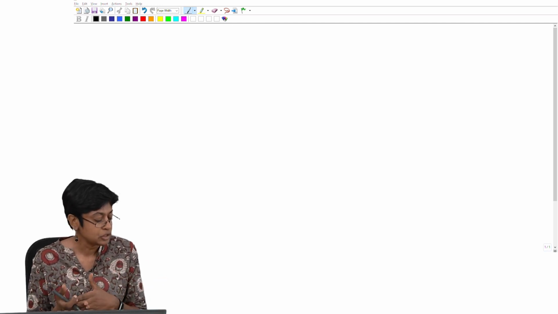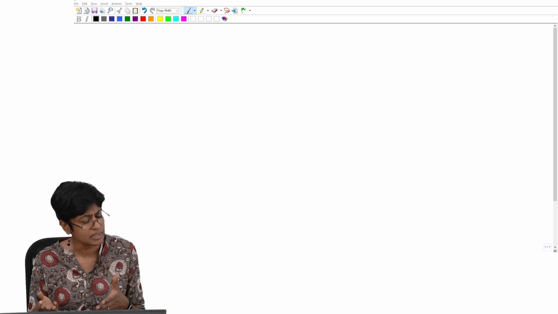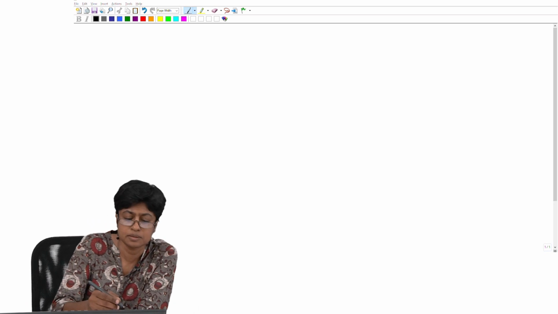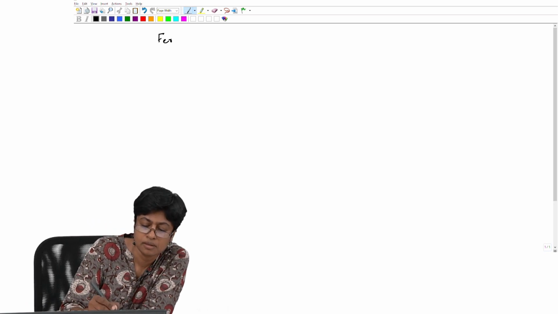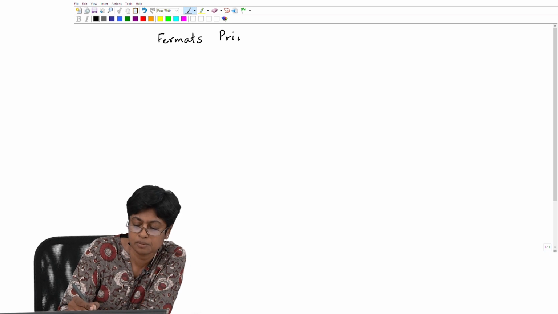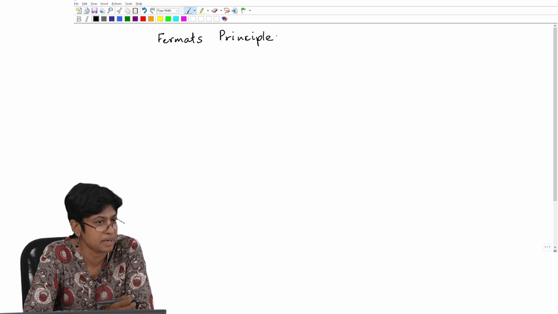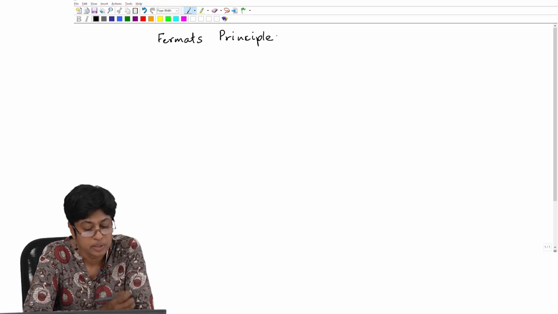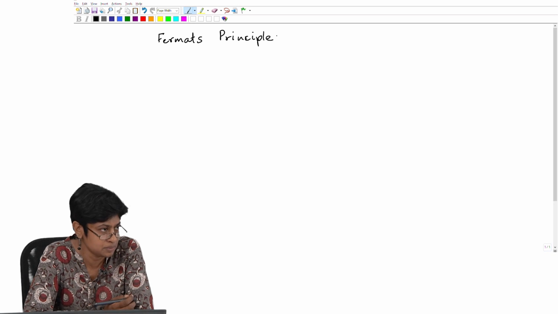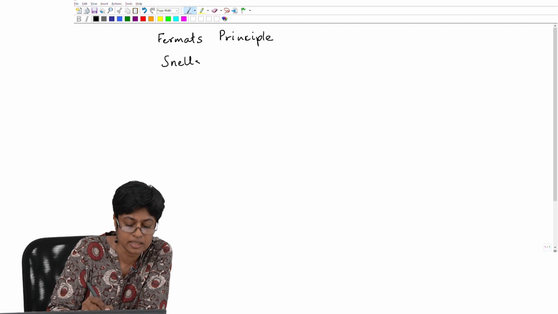We came then to the final postulate, which was Fermat's theorem. Fermat's principle is that light will travel on the shortest path, or the path of least time. We then used this principle to arrive at a very well-known law, Snell's law.